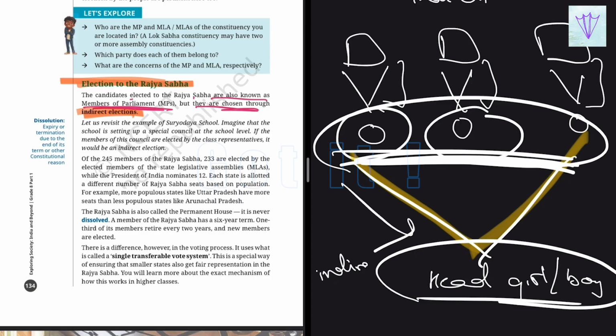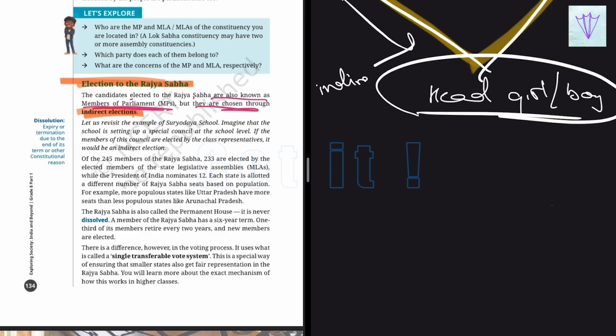The same happens in the Rajya Sabha as well. There are a total of 245 members of the Rajya Sabha, out of which 233 are elected by the elected members of the state legislative assemblies.